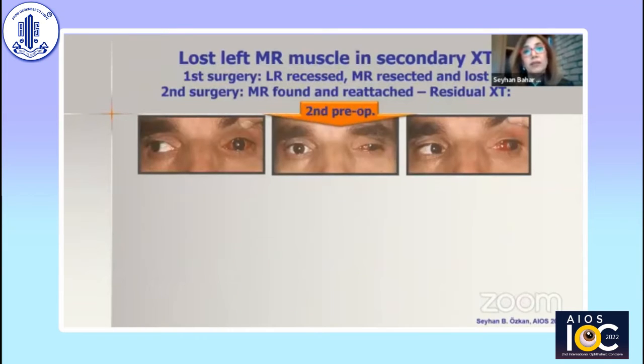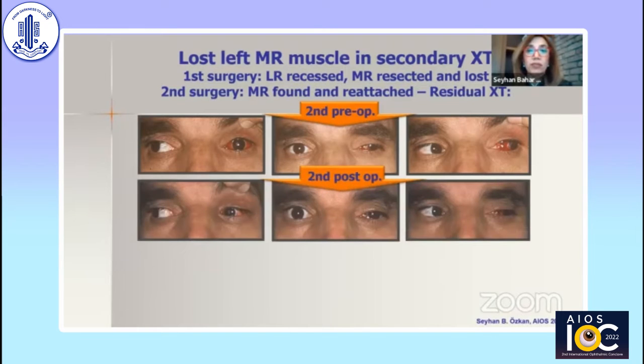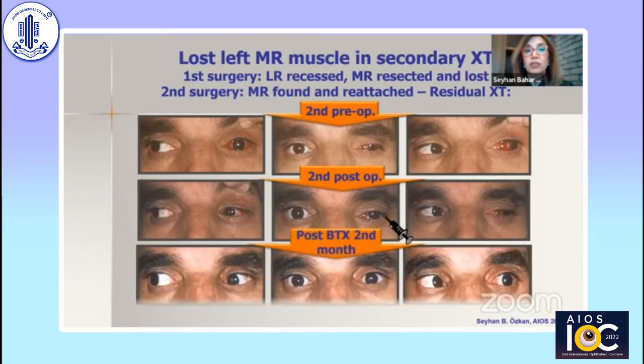So we know that recurrent deviations are also a problem. This gentleman was also referred for a lost muscle. The medial rectus muscle was lost and the muscle was found and reattached. However, he had this residual exotropia after 2 operations. So toxin was injected into the lateral rectus muscle, and this is post-toxin 2nd month. And although he had a secondary deviation, he was lucky enough to have a stable result.